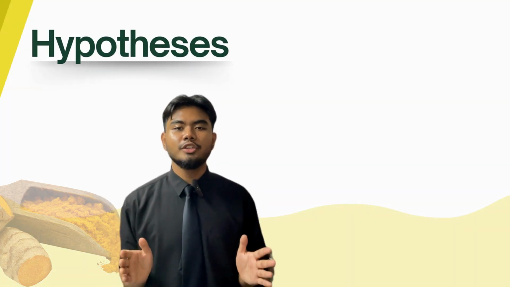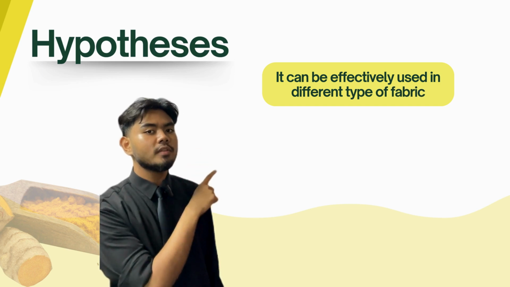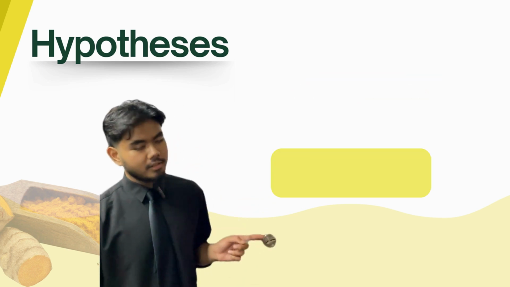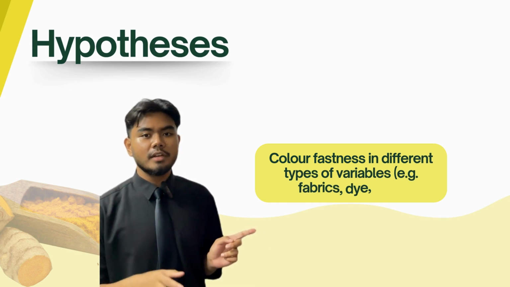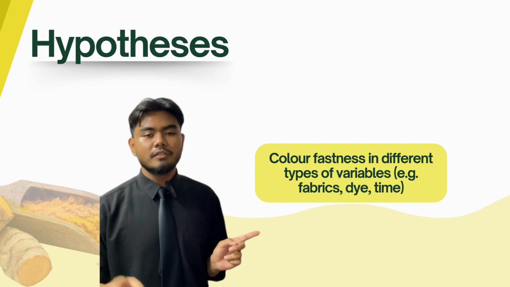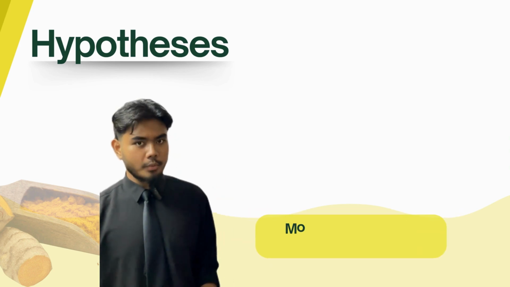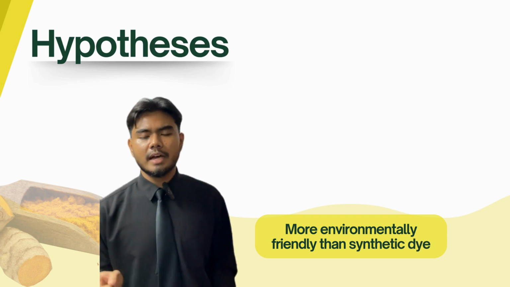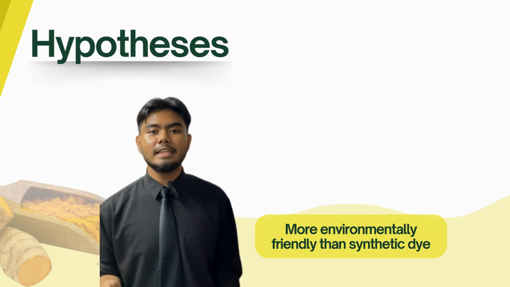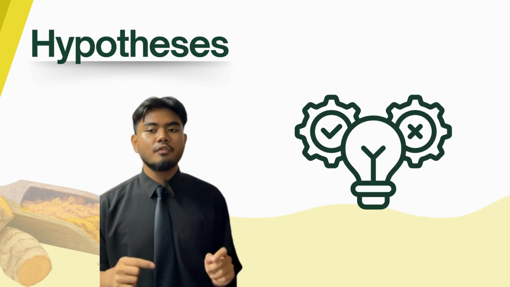So now let's move on to the predictions and the expected outcomes of the study. First, we want to see whether curcumin-based dye can be effectively used on different types of fabrics. Second, we want to see whether curcumin-based dye differs in color fastness for different mordants, temperatures and fabrics. And the third, we want to see whether it is true that curcumin-based dye is more environmentally friendly than synthetic dye. All of these three are the basis for our hypothesis.